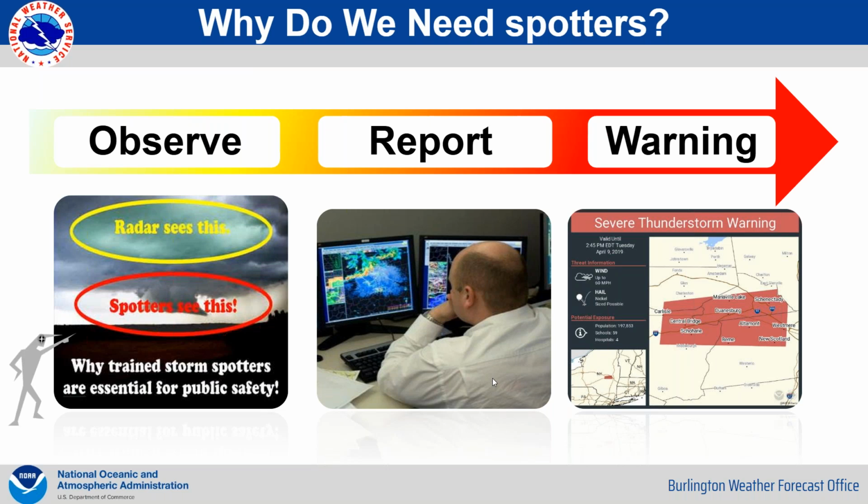So based on a call to the Weather Service with a report, a location with the time of when you've observed those things, we can take that information and create warnings based on spotter reports.